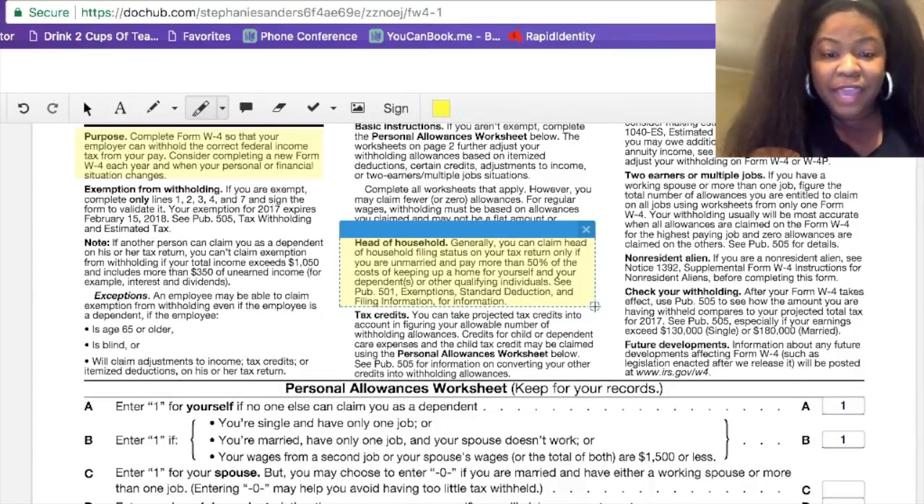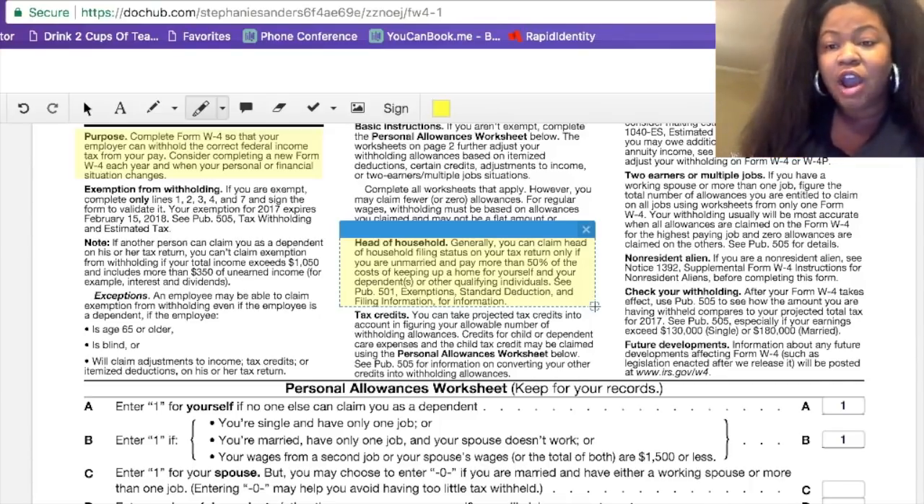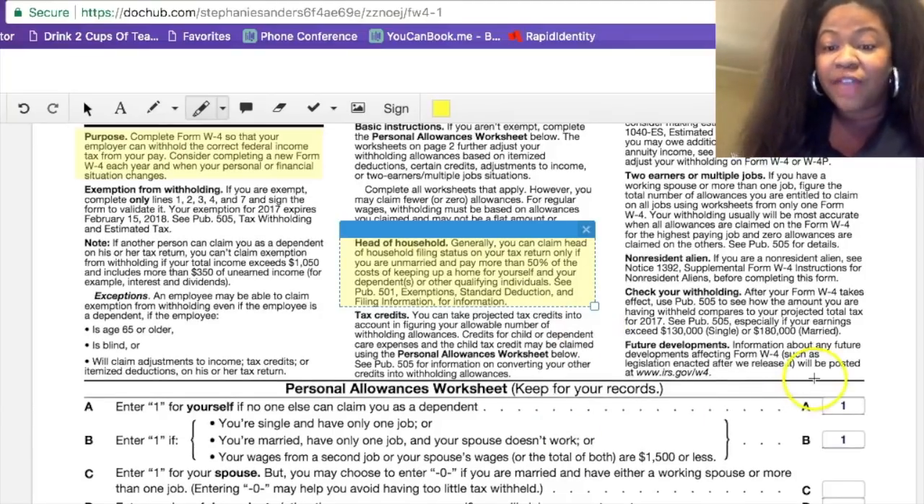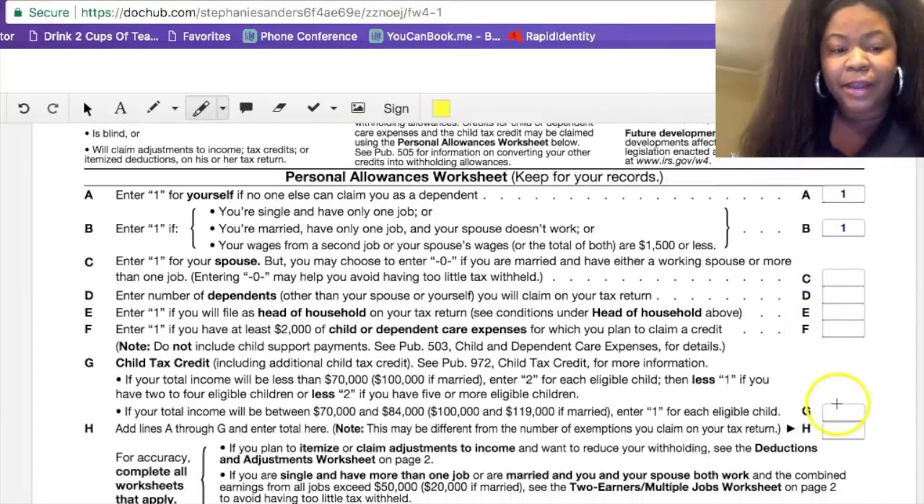Generally, you can claim head of household filing status on your tax return only if you are unmarried and pay more than 50% of the cost of keeping up a home for yourself and your dependents and other qualifying individuals. See Publication 501, Exemptions, Standard Deductions, and Filing Information for information. Now, because this person is single with no children, they in fact are not able to claim head of household. So that would remain blank.